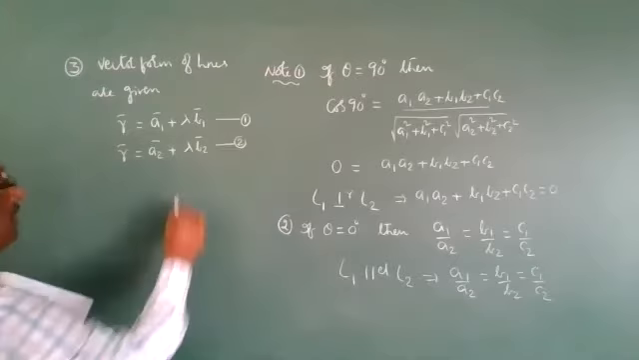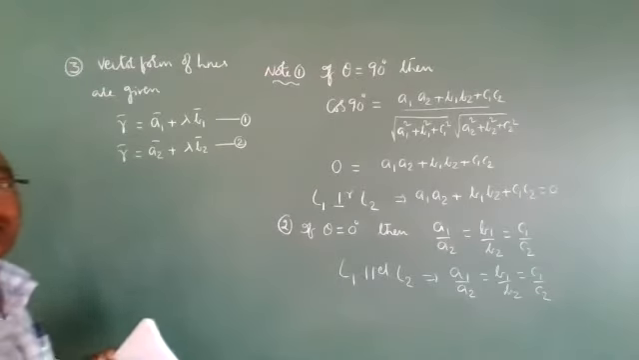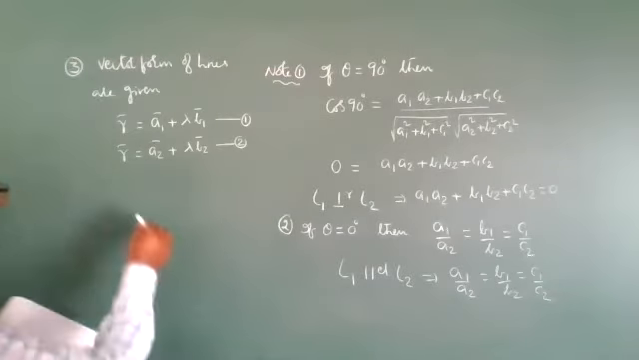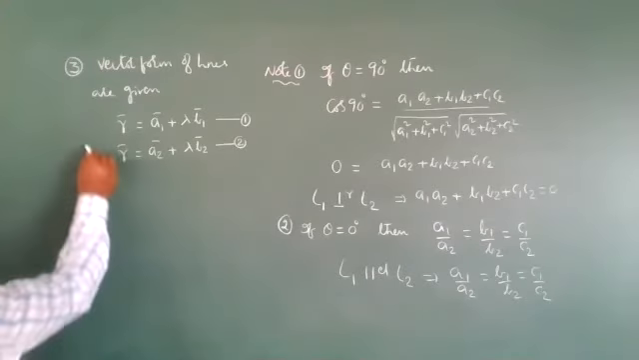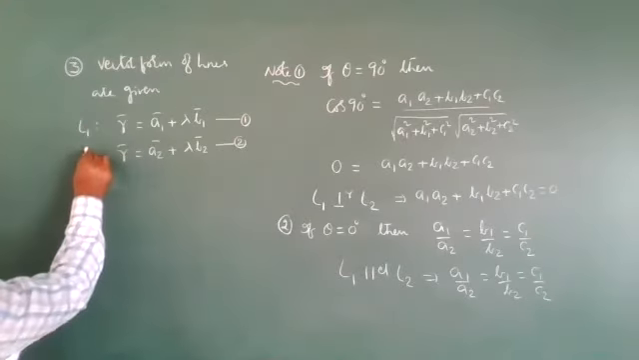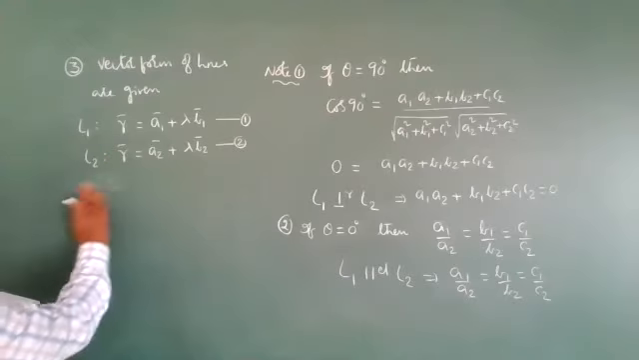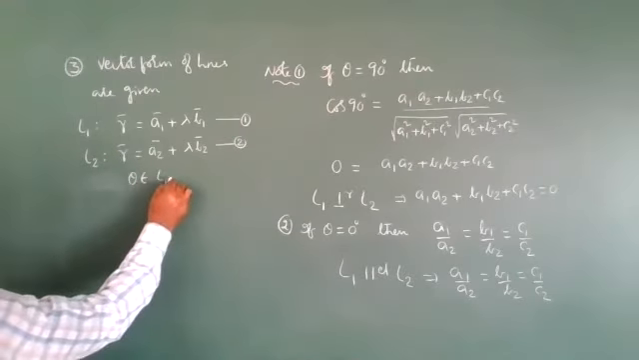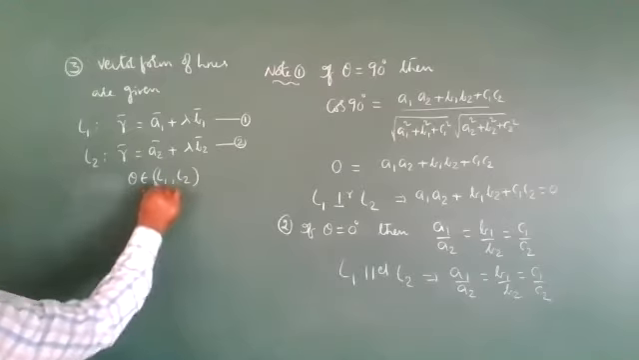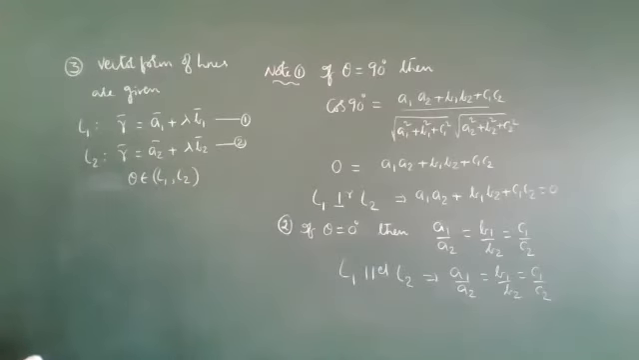The second equation is given. Then how can you find the angle between the two lines? This is the L1 equation, this is the L2 vector form equation. Let theta be the angle between the two lines.